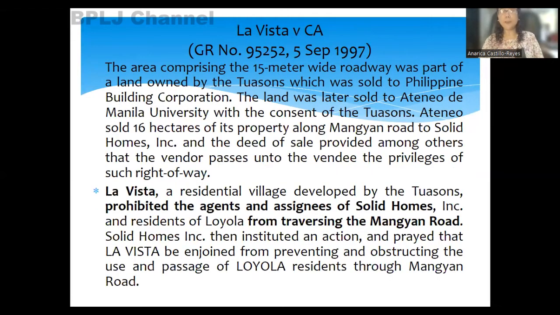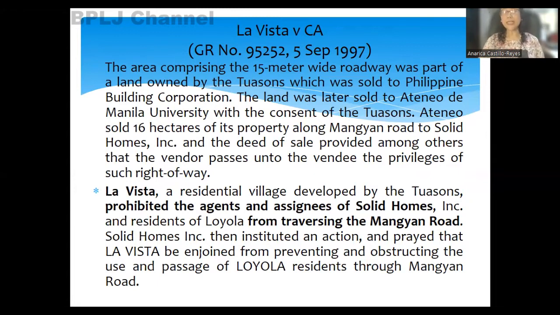We now turn to the case of La Vista versus Court of Appeals. Okay, this is a case involving a land which is in between Merinol or La Vista subdivision and Ateneo. Okay, it is in between Miriam College and Ateneo.